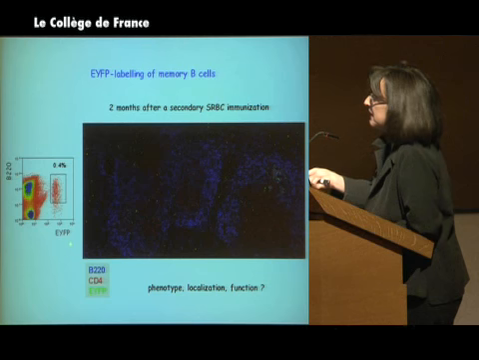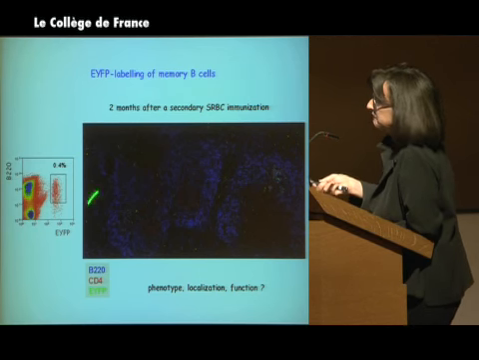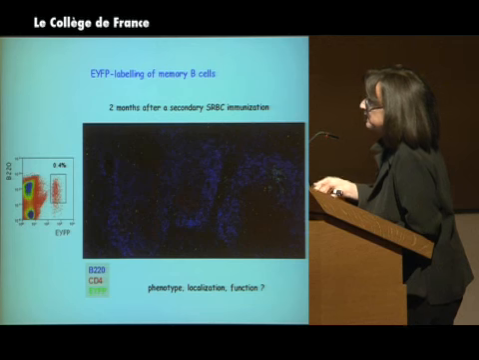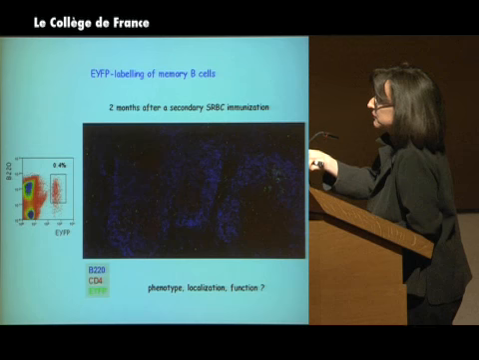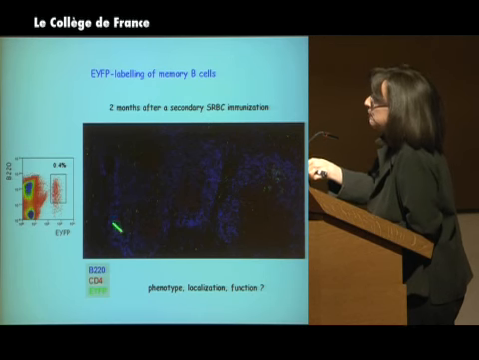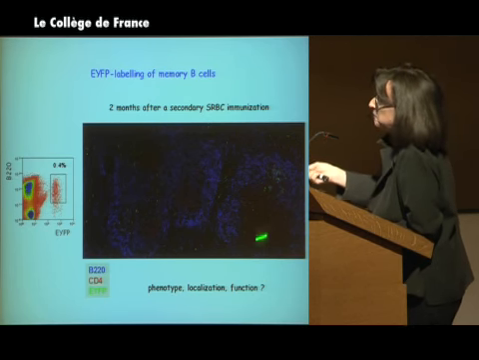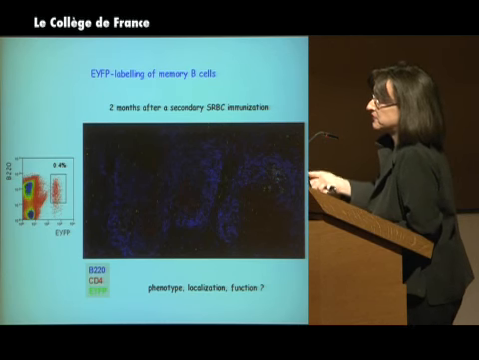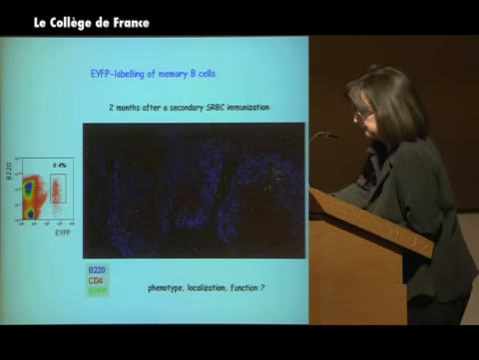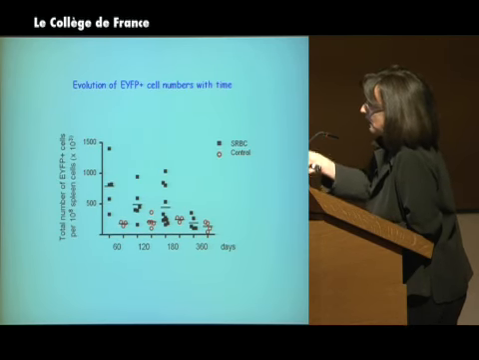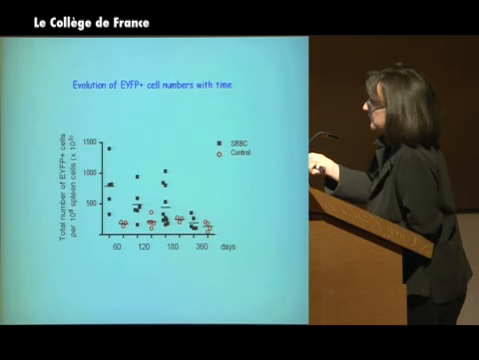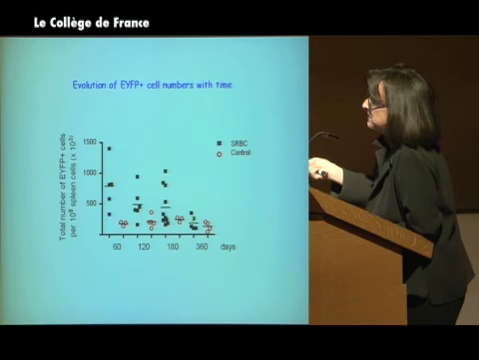So you can come back months after if you're patient enough. This is only 2 months, but we did that up to 1 year. So you focus on cells that have acquired the YFP marker, and you can ask what is the phenotype, what is the localization in a mouse spleen section, and upon cell transfer, what is the function. So you see that you have quite a large number of cells that become labeled upon immunization, and that is progressively reduced with time, but still can be easily detected after 1 year.